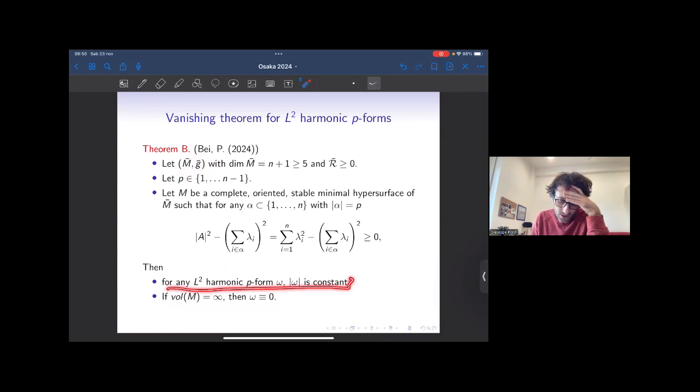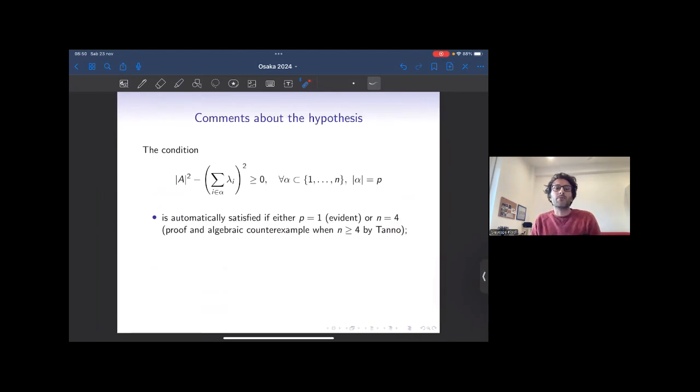We have also this first statement. So some comments about the hypothesis. This condition about the second fundamental form is automatically satisfied in some cases. When p is equal to 1, it becomes quite evident because we have just one addendum. But it is also for sure satisfied for n equal to 4, for any p in that case. Any p, but n equal to 4.